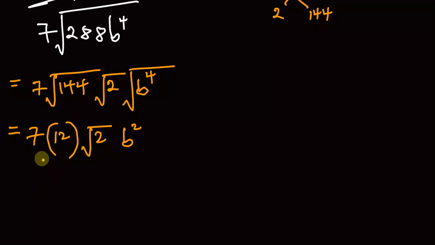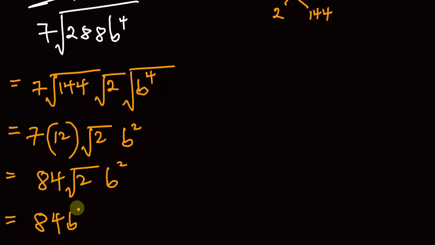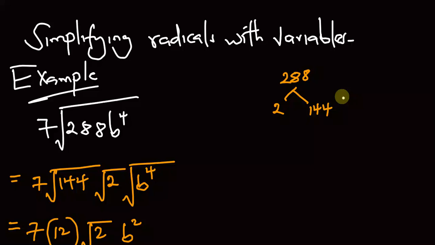That way. When we solve this, you can multiply 7 times 12 is 84. We will have 84 square root of 2, then b squared. We can rearrange this to bring b to the first side. It will be 84 b squared and then root over 2. That is how we have solved this question. Let's look at another question.